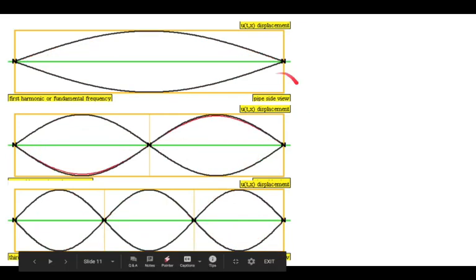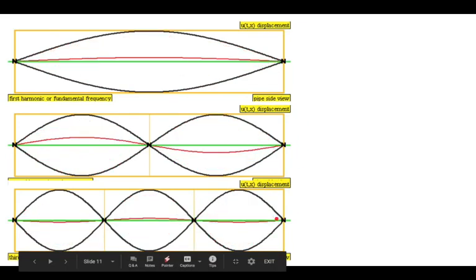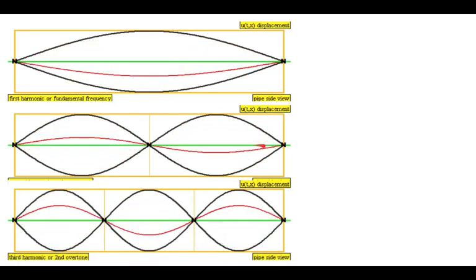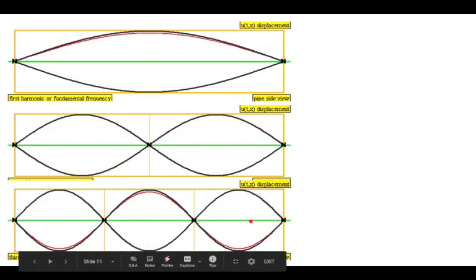So all of these are standing waves, same string. Just I'm sending different frequencies down, and the different frequencies give me different wavelengths. Okay?